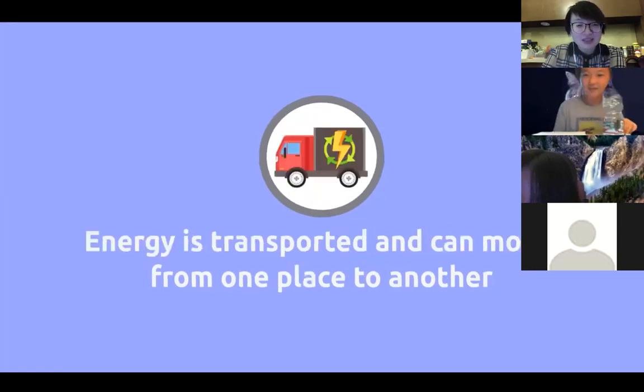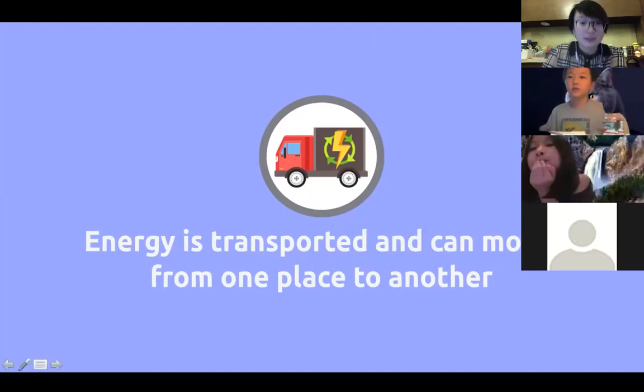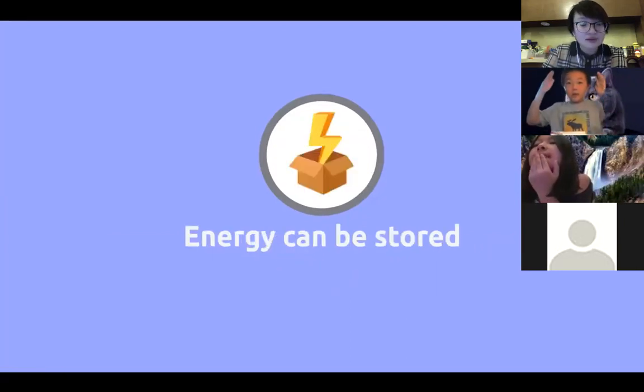Okay. And the next one is energy is transported and can move from one place to another. A car. And then my lamp and our computer or iPad. Yeah. Okay. So it can be transported. And it's also making heat everywhere. Yes. And the last one is energy can be stored.